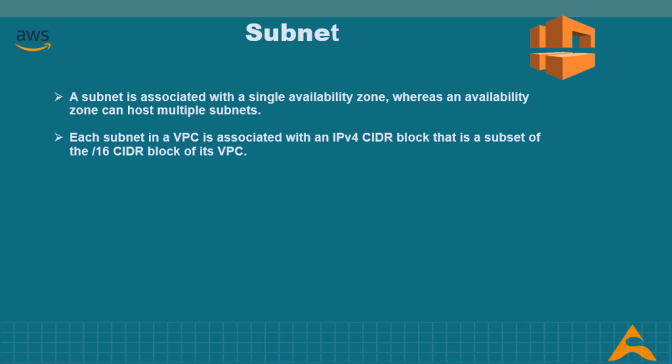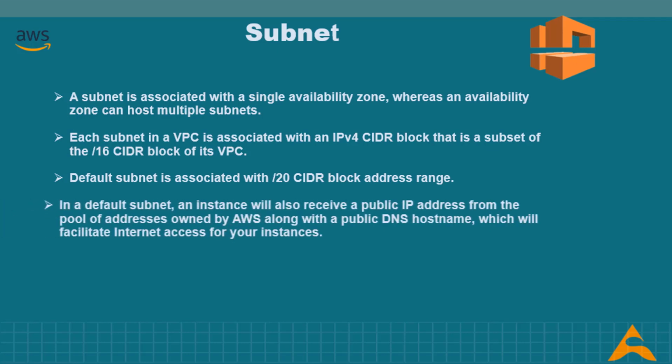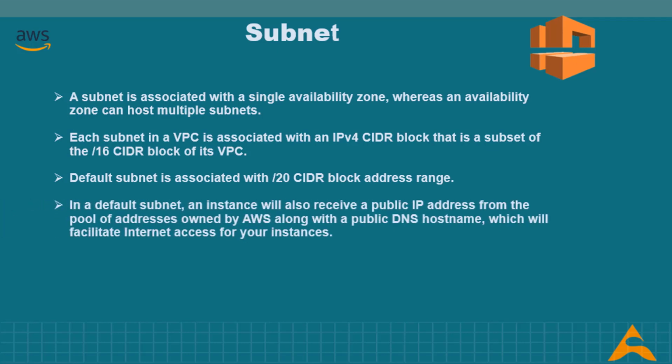In a default VPC, each default subnet is associated with a /20 CIDR block address range, which will have 4091 possible IP addresses minus the 5 addresses AWS always reserves. Note that two subnets cannot have overlapping address ranges. When you launch an EC2 instance into a default VPC without specifying a specific subnet, it is automatically launched in one of the default subnets.